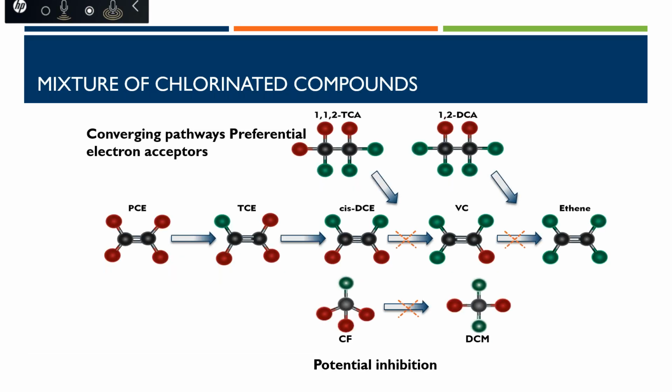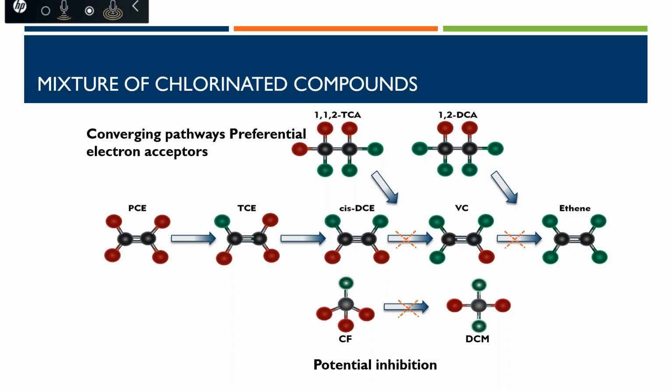So as you're no doubt familiar with, a mixture of contaminants can increase the degree of difficulty for remediation. Converging pathways can make it difficult to determine which processes are occurring. The substrate interactions and preferential electron acceptors can impact dechlorination rates. For example, in binary mixtures of 1,1,2-TCA and 1,2-DCA, the Dehalogenimonas preferentially utilize 1,1,2-TCA with biodegradation of DCA only occurring once TCA concentrations are low.